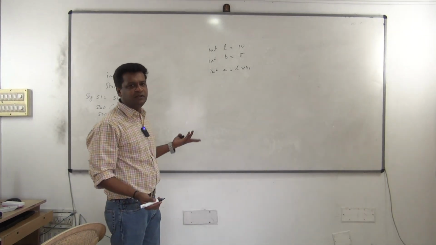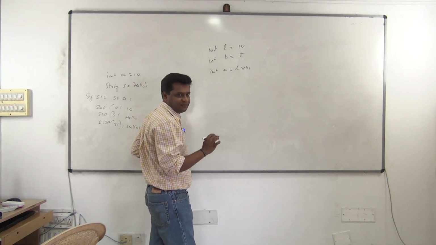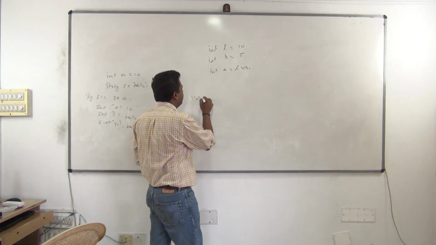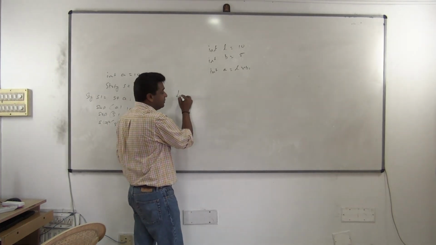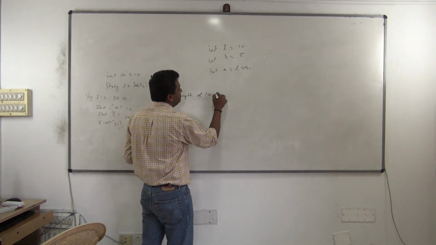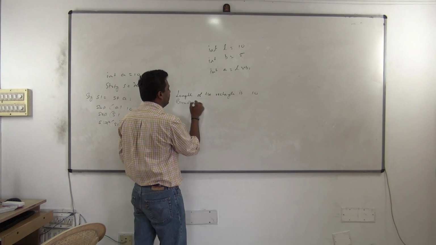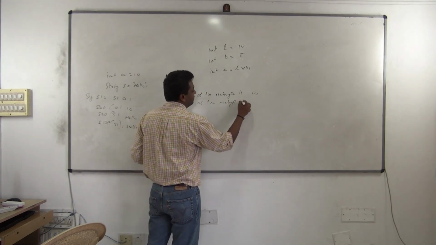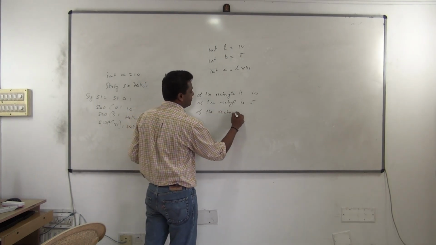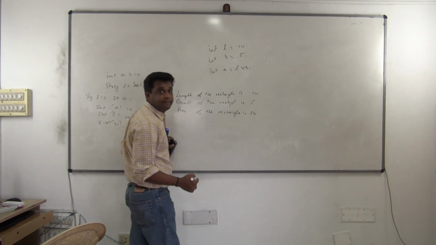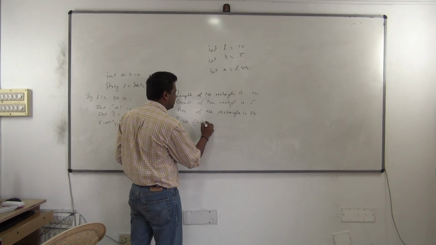I did addition, you are doing multiplication. What is so big about this? And print. Now finally I want this output. I'll not write the code now. The output I want is: Length of the rectangle is 10. Breadth of the rectangle is 5. Area of the rectangle is 50. Clear?